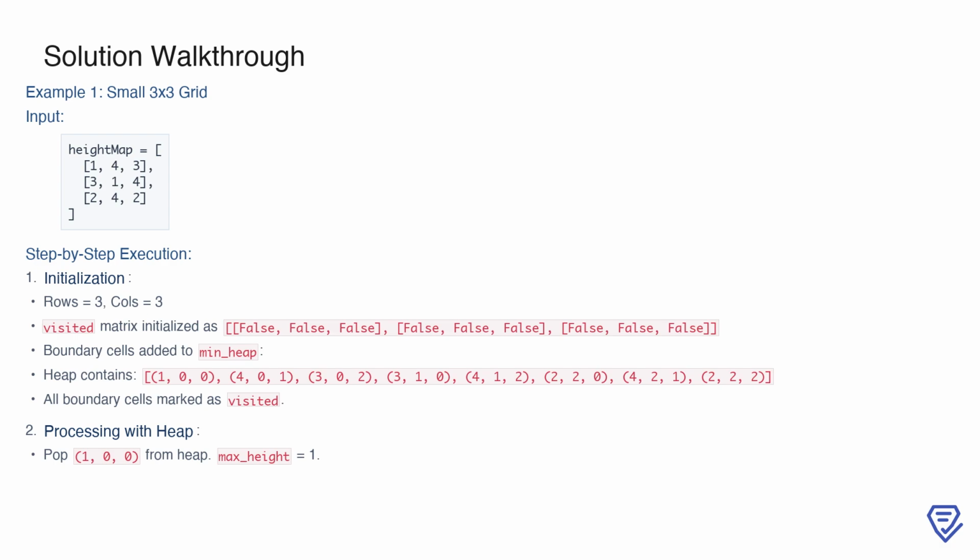At this point, the heap contains cells like (1, 0, 0), (4, 0, 1), and so on, representing the boundary heights and their positions. We also mark all these boundary cells as visited. Once initialized, the algorithm proceeds by processing cells from the heap. The first cell popped from the heap is (1, 0, 0), which becomes our current max_height for tracking water levels. From here, we begin exploring its neighbors to determine if water can be trapped.